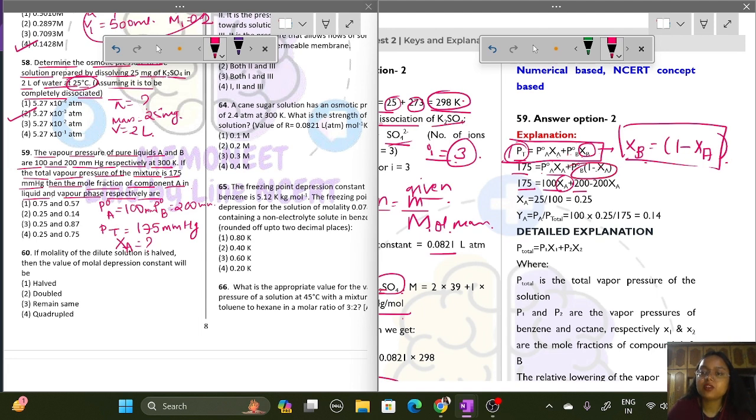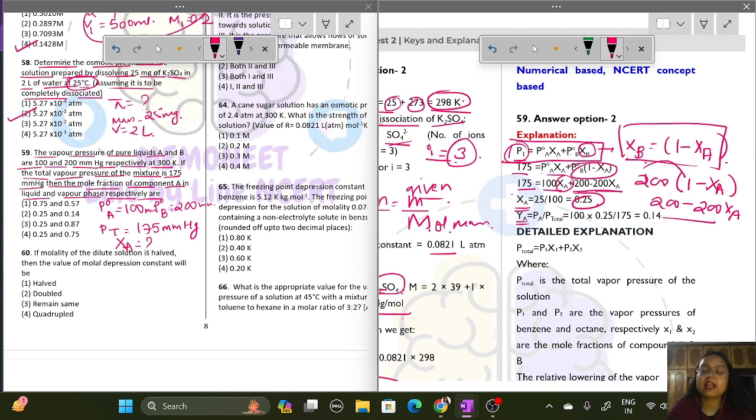So on solving this, P naught B we have written as 200 and XB we have written as 1 minus XA. On calculating this, we get 200 minus 200 XA. On solving, XA we will get as 0.25, and we have to calculate Ya also, which means the mole fraction in vapor phase.